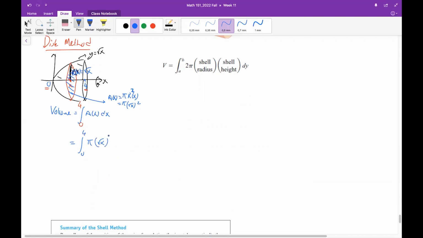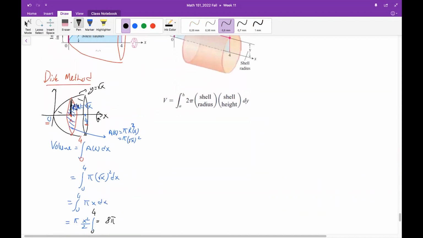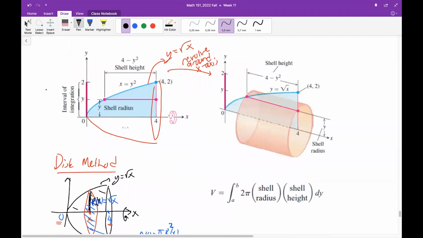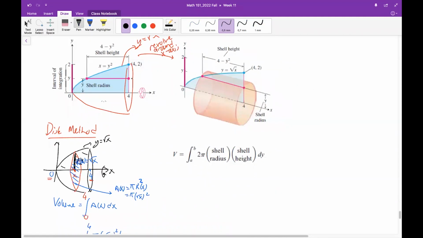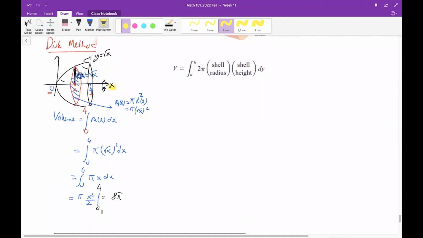Pi, and from 0 to 4, pi x dx, so integrate, it is pi times x squared over 2, then you will insert upper and lower bounds, take the difference and find the result as 8 pi. Okay, this is how you find the volume of the solid object obtained by rotating this region around the x-axis. So this method works like this.